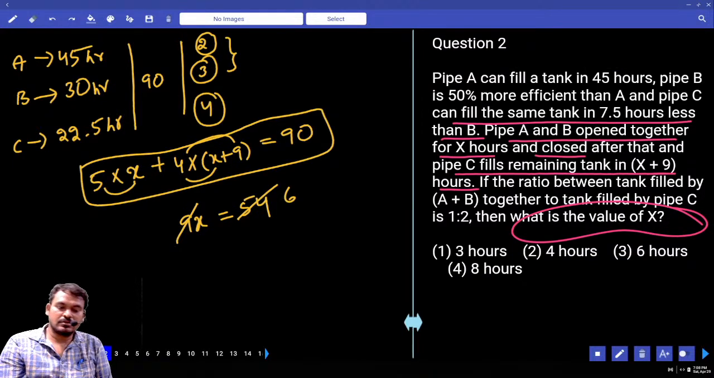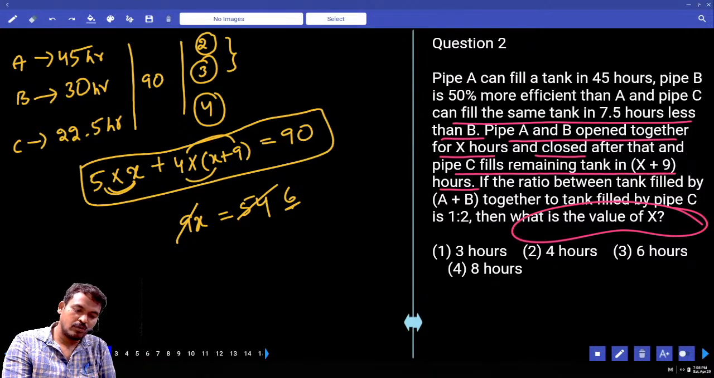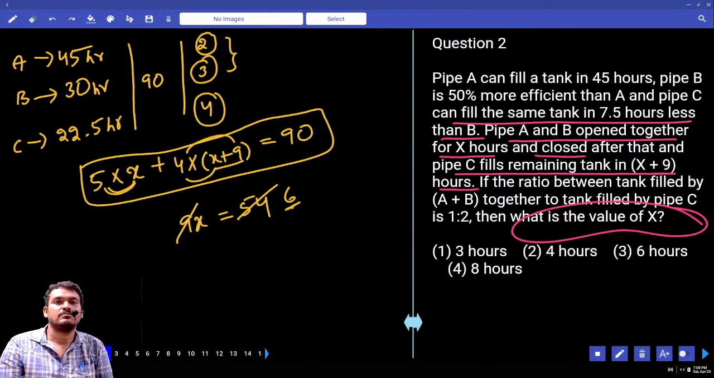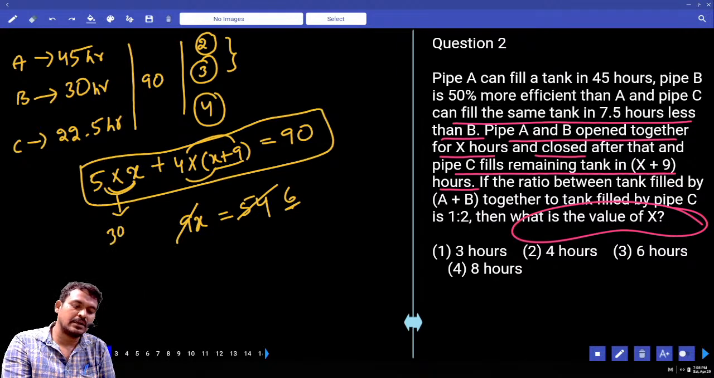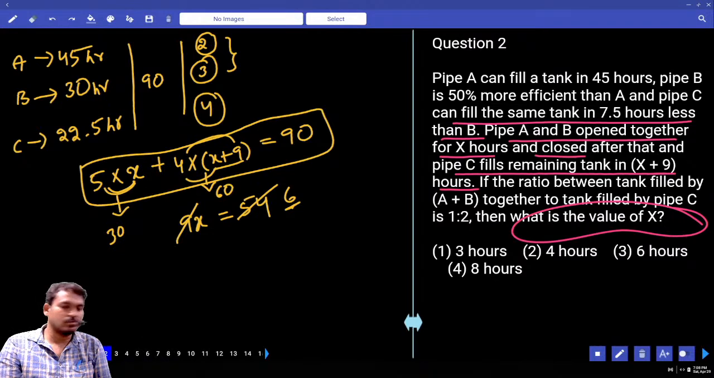If anyone has a doubt, what is the x value? 6. 5 6s are how much? 30. 4 into x plus 9, 60. Here 30 parts of work are completed and 60 parts of work are completed. What is the ratio? 1:2.